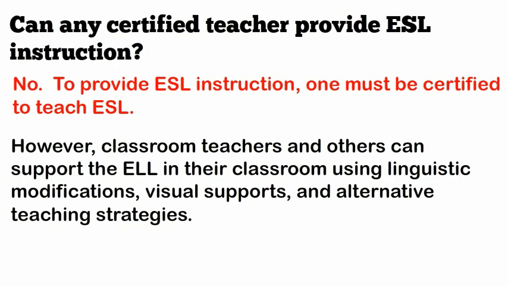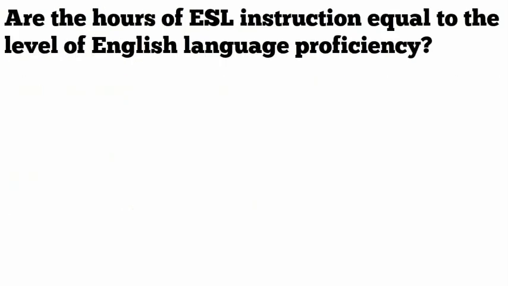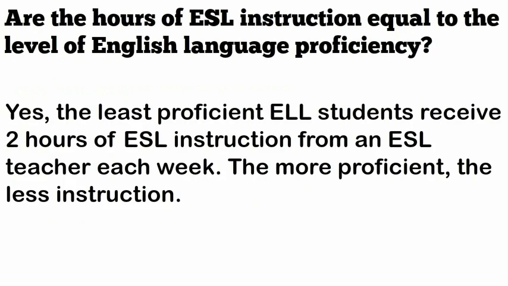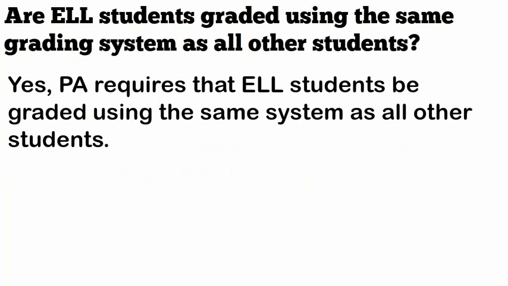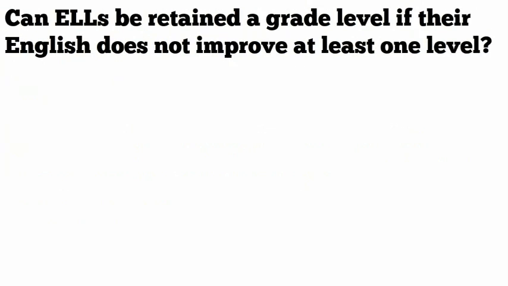Are the hours of ESL instruction equal to the level of English language proficiency? Yes. The least proficient ELL students receive 2 hours of ESL instruction from an ESL teacher each week. The more proficient, the less instruction. Are ELL students graded using the same grading system as all other students? Yes. PA requires that ELL students be graded using the same system as all other students. Can ELLs be retained a grade level if their English does not improve at least 1 level? Simply put, no, they cannot.